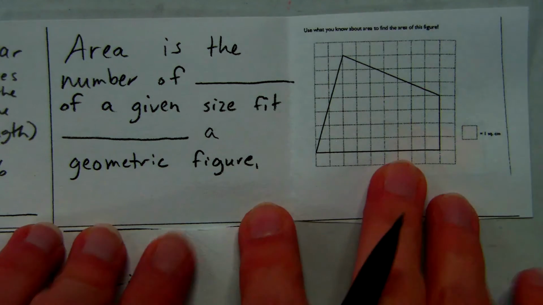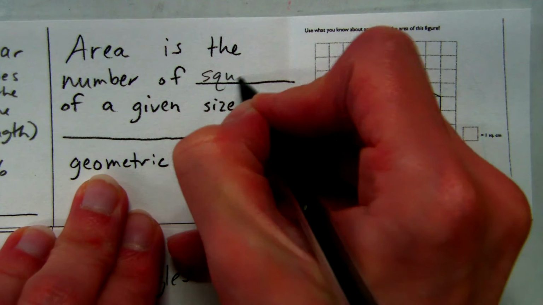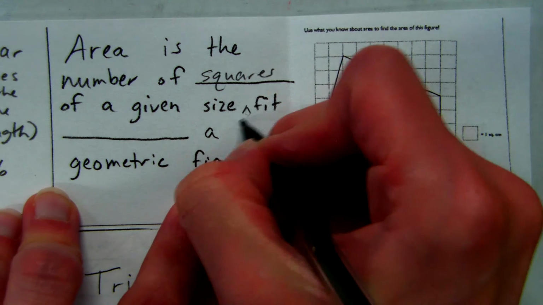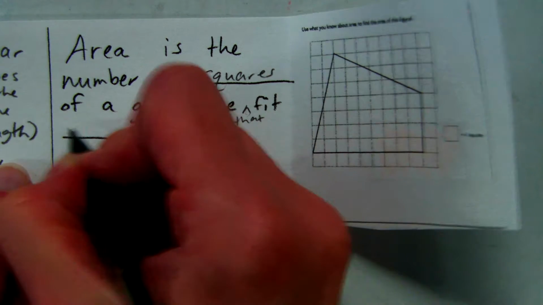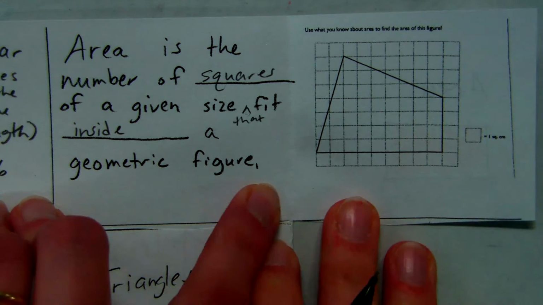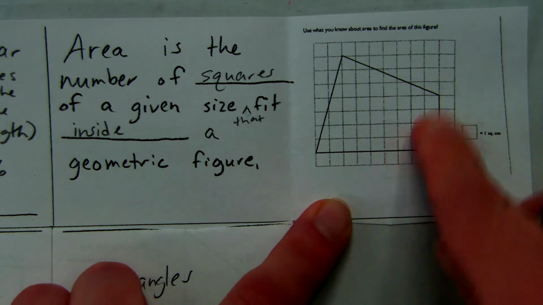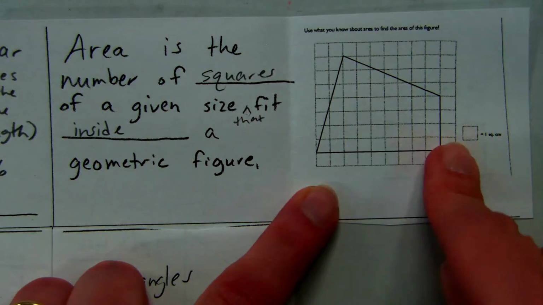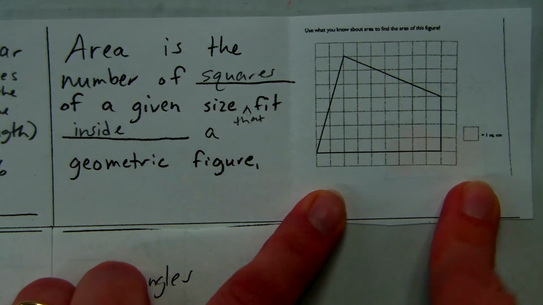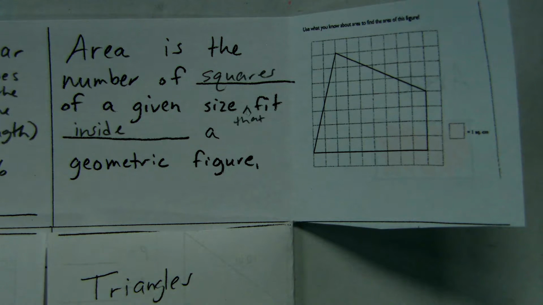Let's go over to area. Okay, so area is the number of squares of a given size that fit inside a geometric figure. I left out a word, it should say that fit. And this is not a trapezoid. Sometimes people call it that, but there's no parallel sides. This we'd just call a quadrilateral, quad for 4. It's just a random shape.